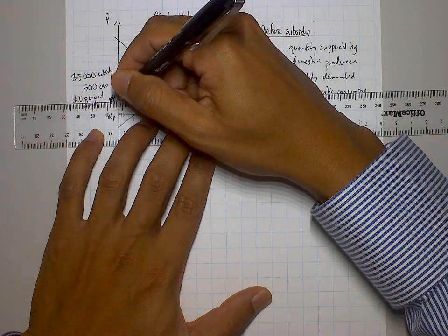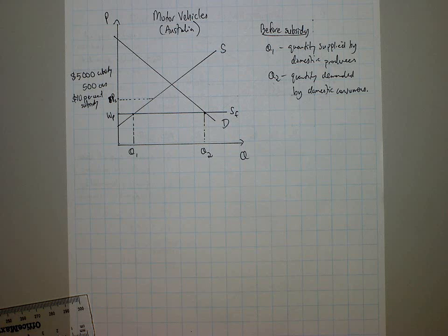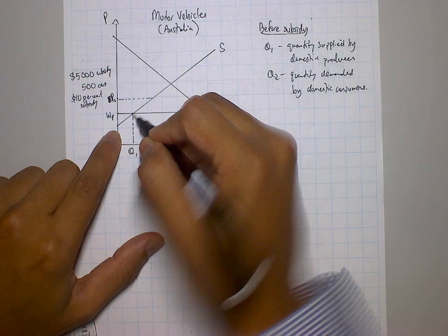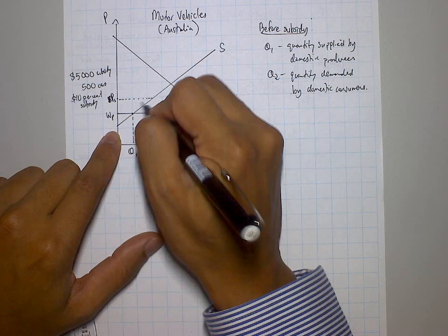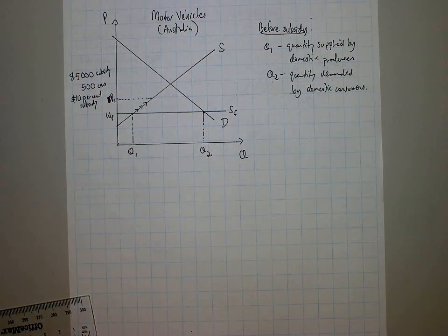Okay, so what we're going to do is we're going to draw a horizontal dotted line to find out this new part of the supply curve producers are willing to supply at. So they're not going to supply here anymore, because the benefit they're receiving isn't the world price. The benefit they're receiving per unit of motor vehicle is now higher, because they're getting an extra $10 per unit they sell. And it's the amount of benefit that sellers receive that determines how much they're willing to sell.